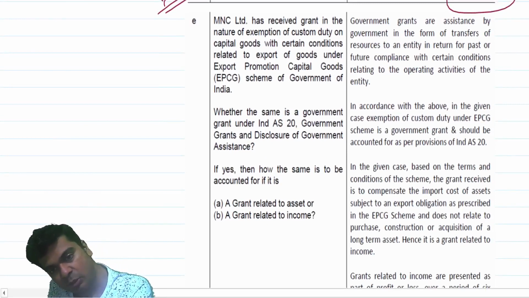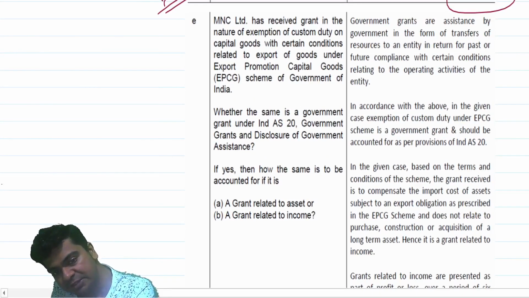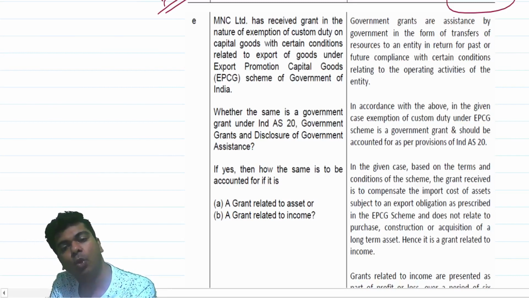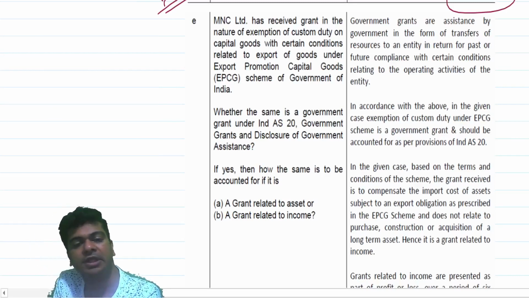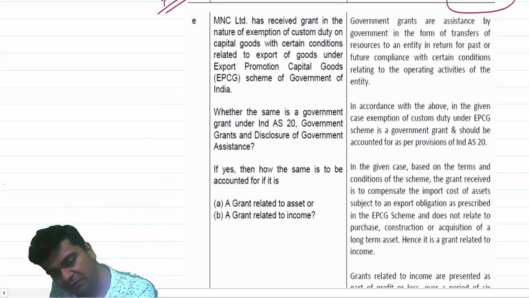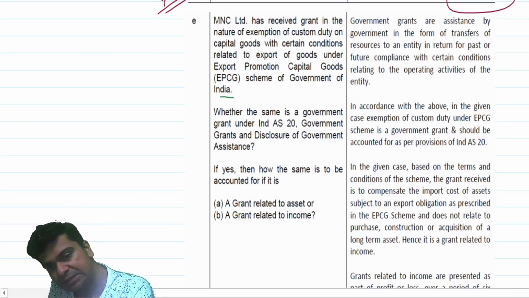MNC Limited has received grant in the nature of exemption of custom duty on capital goods with certain conditions related to export of goods under Export Promotion Capital Goods Scheme, that is the EPCG scheme of the Government of India. Understand? You are getting exemption of custom duty.